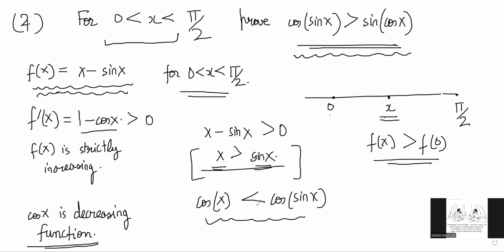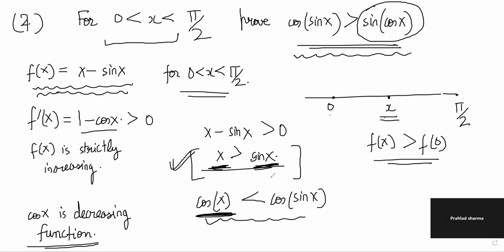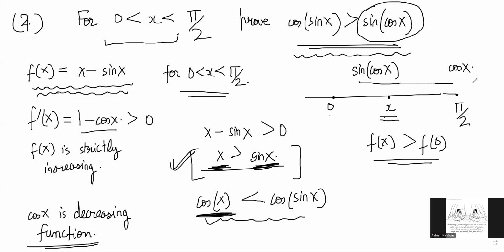Correct, sir. And now let's compare this cos of x with the sine of cos of x. Think about it. Just now we have shown that x is greater than sine x, no? Yes, sir. So what can you say about sine of cos of x and cos x? Which one will be bigger in this region?